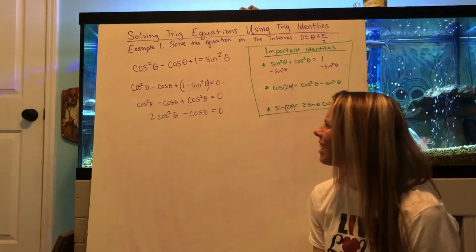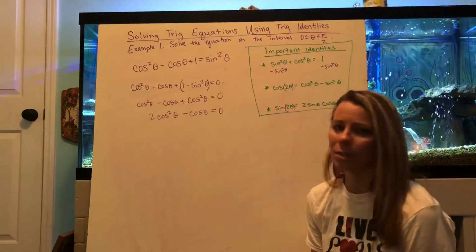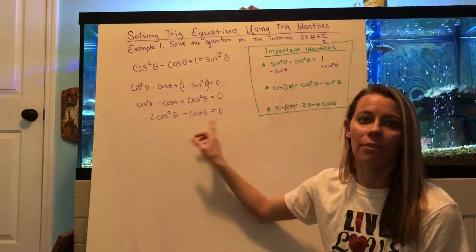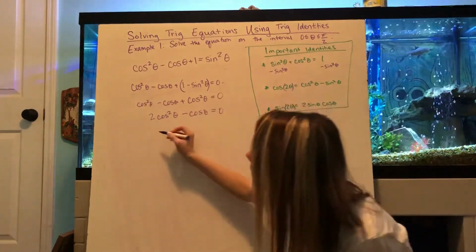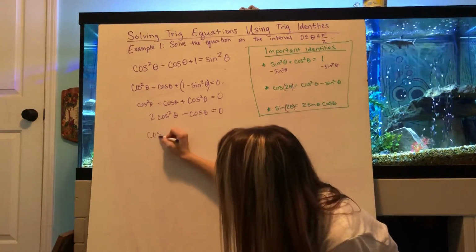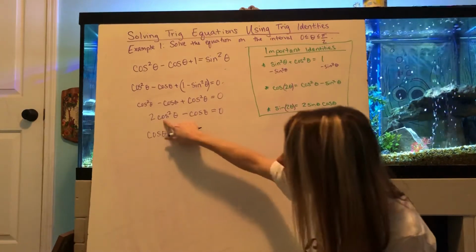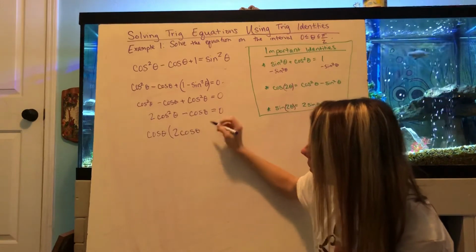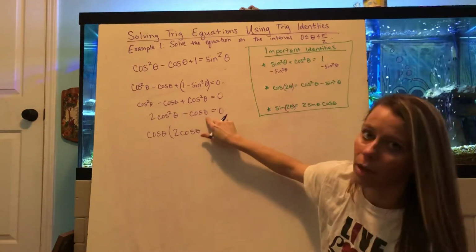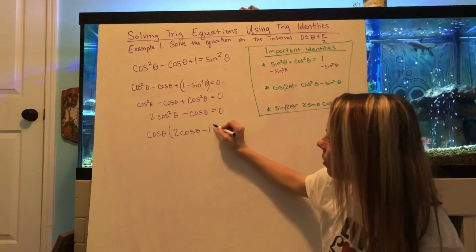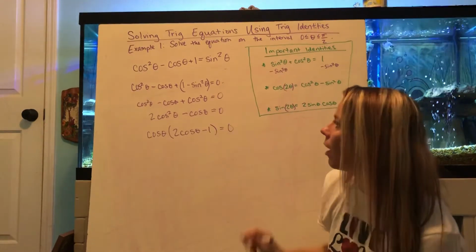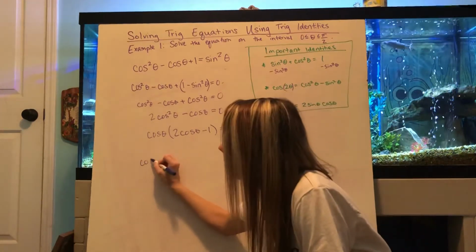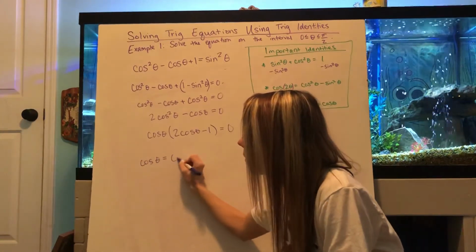And so from here I look at it and I'm like, oh, I don't know what to do. So what I'm going to do is go ahead and factor it because they both have cosine in them. So cosine, when I divide this one by cosine, I'm left with 2 cosine theta. Whenever I divide cosine by cosine, I get 1, equals 0. Then I'm going to set each part equal to 0. So cosine theta equals 0.